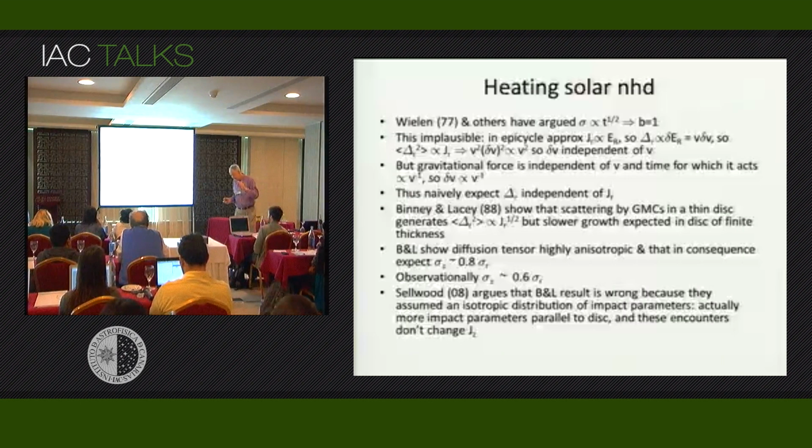In other words, fast stars are going to change their velocity by just as much as slow stars when they suffer a scattering event. That never happens. Why? Because the gravitational force is independent of velocity, so the force depends only on the position of the scatterer and the thing that's scattered, and the time during which that scattering force works goes like 1 over v.